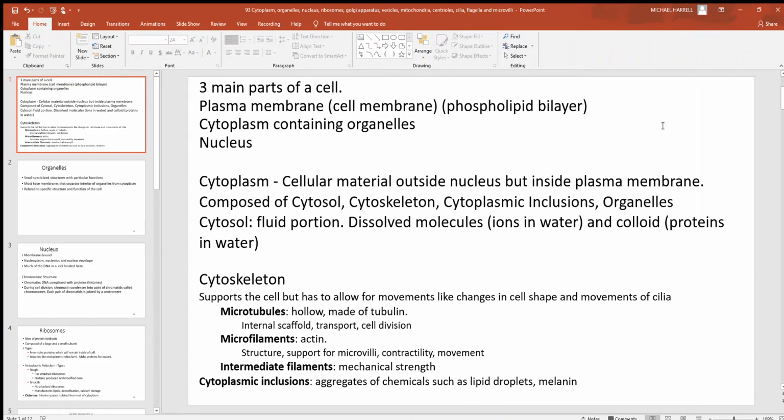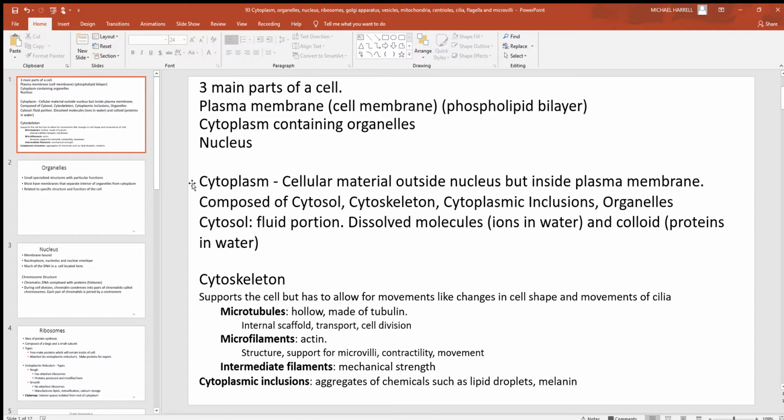Let's continue our discussion with different parts and structures inside and outside the cell. Now remember, the cell has three main parts to it: the plasma membrane, the cytoplasm, and the nucleus. And if you want to call that plasma membrane a cell membrane or a phospholipid bilayer, whatever, there are several names for it. But going back to that cytoplasm, this is all the material that's outside of the nucleus but inside of that plasma membrane.